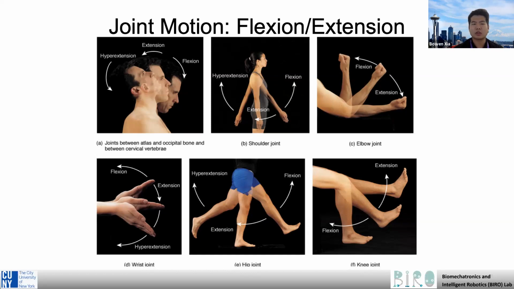The second one would be the shoulder joint: extension, flexion, hyperextension. The third one, which is the one we're going to use the most for this project, is the elbow joint, extension and flexion. And also we have the wrist: flexion, extension, hyperextension, for the hip joint and for the knee joint. And at our lab, we have a lot of projects going on that focus on the hip joint and the knee joint.